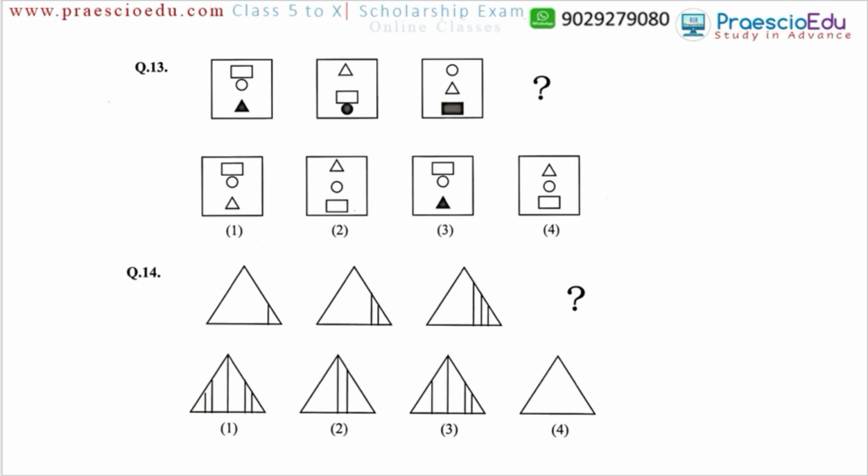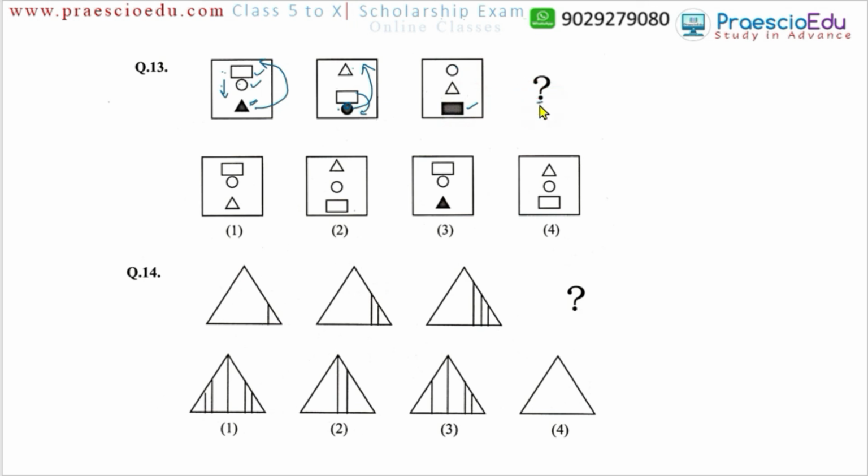Now question number 13. Here there is a rectangle, then a circle, and then a triangle, but the triangle is solid at the bottom. After this, the triangle is at the top, so the triangle is moving to the top. These two move downwards, so the circle is at the bottom side. When it comes to the bottom, it converts to solid. So the circle is now solid. In the next one, the circle moves to the top and becomes hollow. After this, the rectangle moves to the bottom and converts to solid.